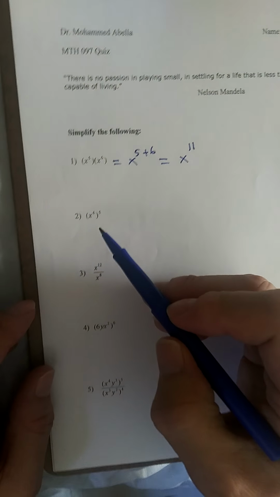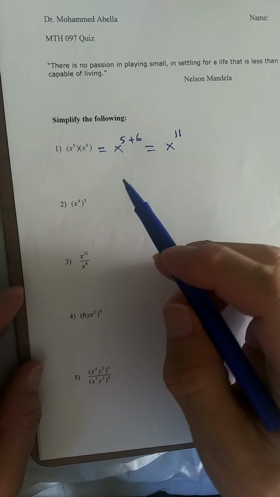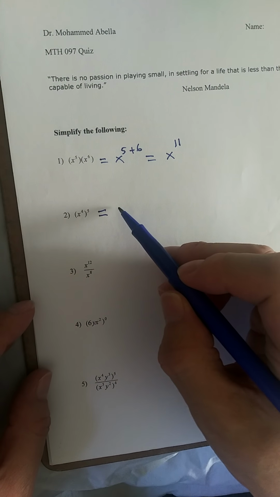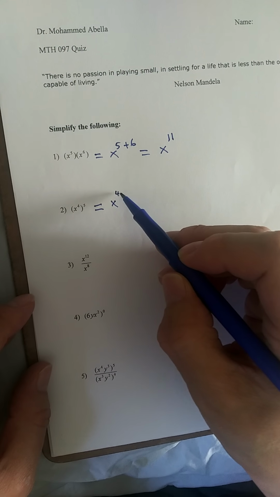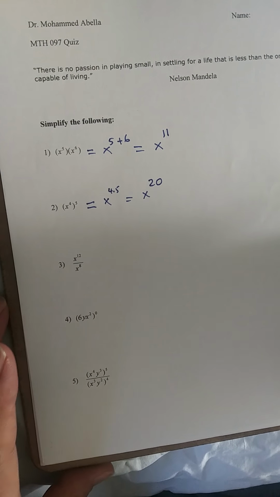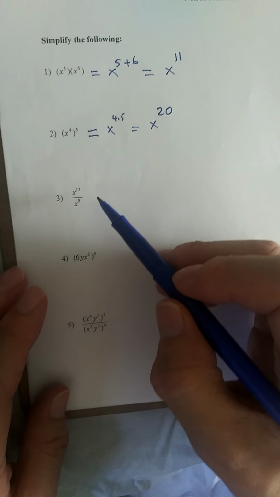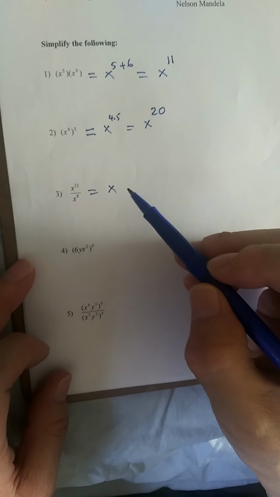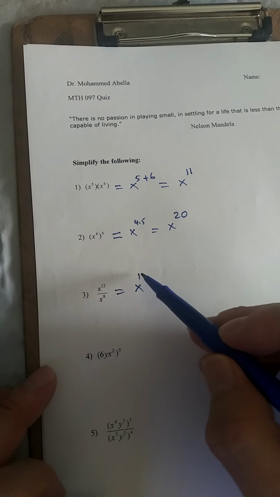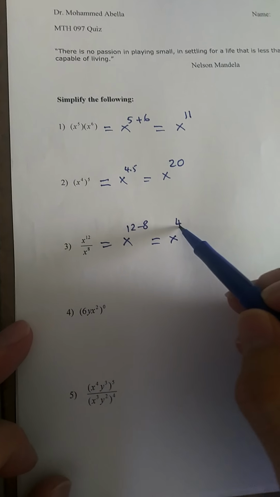In the second example, we have x to the power 4 to the power 5. So this is a power of a power. In this case, we multiply the exponents, 4 times 5. So this will be x to the power 4 times 5, which is x to the power 20. In this next example, we're dividing. So when you divide powers, you subtract the exponents. So you do 12 minus 8, which is x to the power 4.